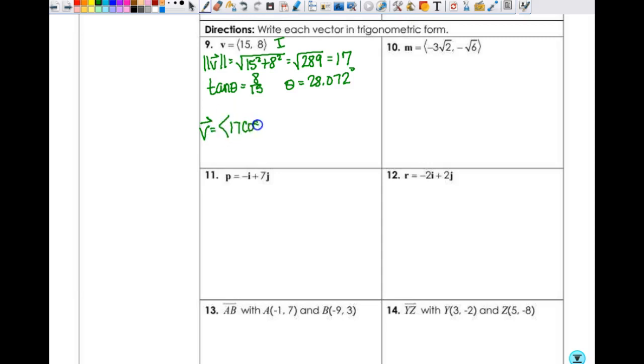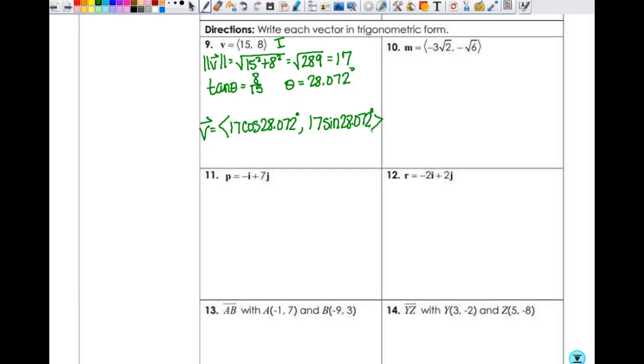Right. So then my vector is going to be equal to 17 times the cosine of 28.072 degrees, and then 17 times the sine of 28.072 degrees. We could have written it with 17 out in front, like a scalar, but I think it makes more sense this way. All right? So you pause and try number 10.